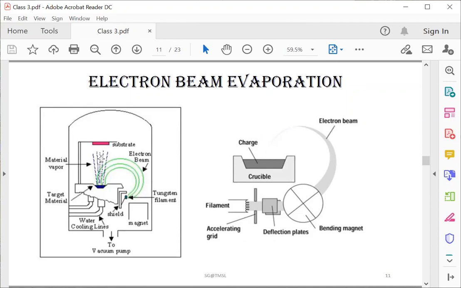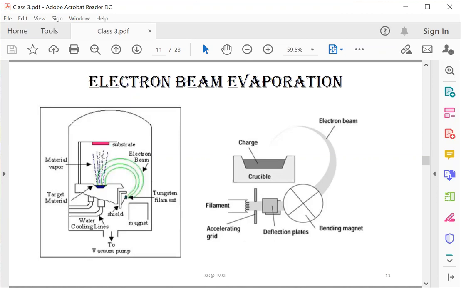So in that way, one by one, you can just deposit the material, and if you want to make alloy material, that is also possible. Then two electron sources must be used there. There are two hearths, two electron beam sources, so different beams will be incident on the different materials. So automatically the evaporation will take place. So this is the basic principle of the electron beam evaporation.